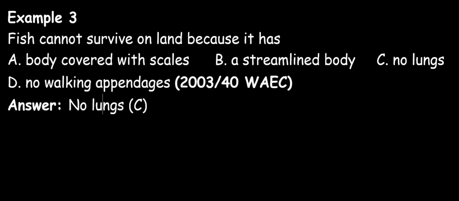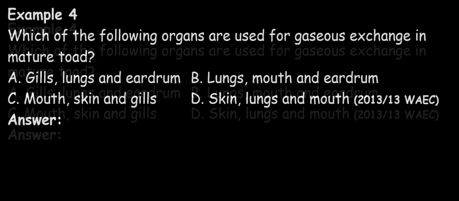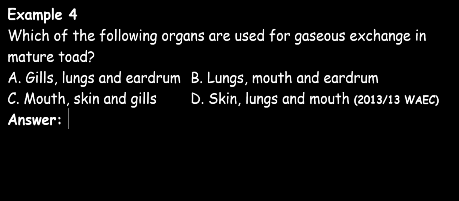So our next question: which of the following organs are used for gaseous exchange in a mature toad? A. Gills, lungs, and eardrum. B. Lungs, mouth, and eardrum. C. Mouth, skin, and gills. And D. Skin, lungs, and mouth.